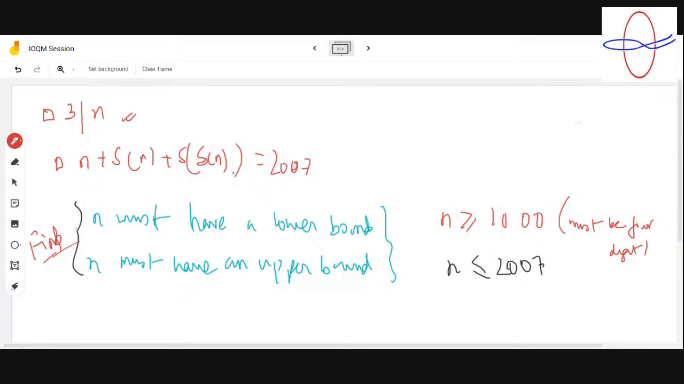Why 4-digit? Because if you take a 3-digit number, the maximum 3-digit number is 999, and if you want to maximize the sum, it is 999. But if you do 999, you will not get 2007, it is much less than 2007. So n cannot be a 3-digit number. Perfect. So that's the idea.